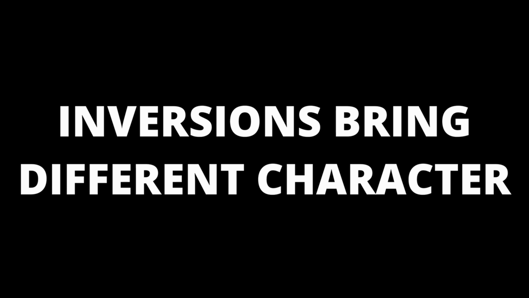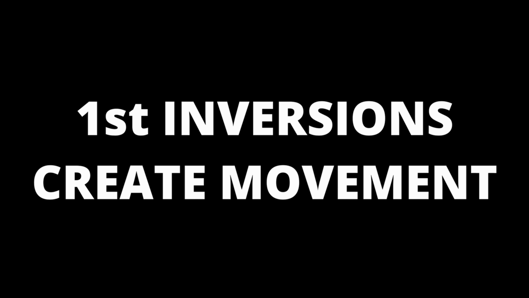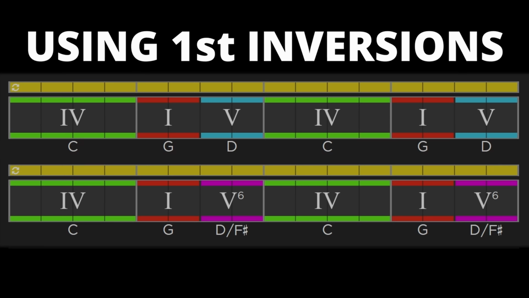Inversions are useful because they bring a different character to the major chords. Placing the emphasis on a different bass note allows them to be used in many ways by a songwriter. First inversions have a sense of movement, propelling a progression forward compared to the root chord. Placing the third note in the bass makes the chord want to rise or fall to the next chord, making it useful in descending or ascending progressions. Here's an example of using the first inversion. Listen to the difference it brings compared to the standard root chord.